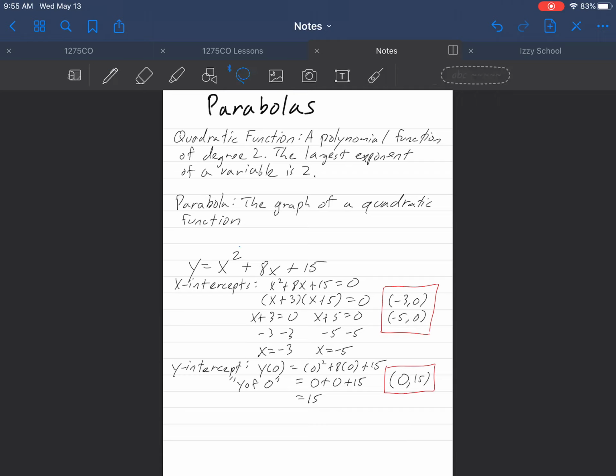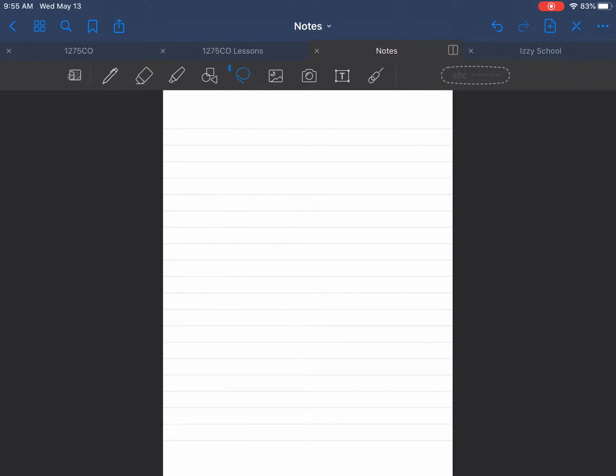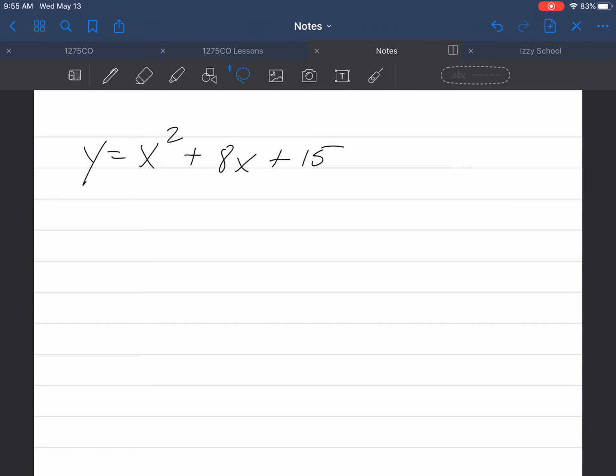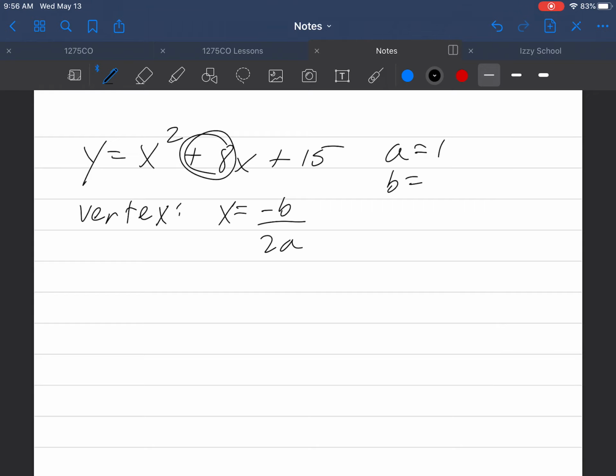So let's take this function, because I ran out of paper. Let's find the vertex over here on this page, right? So we're looking at y equals x squared plus 8x plus 15 once again. And the vertex of the parabola, which again is the turning point of the parabola, there's a formula called negative b over 2a. A is equal to 1, that's the coefficient of x squared. B is equal to 8, and that is the coefficient of x.